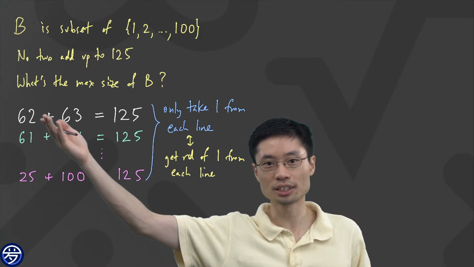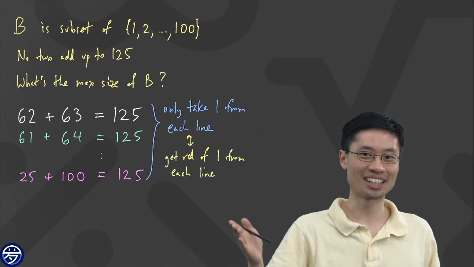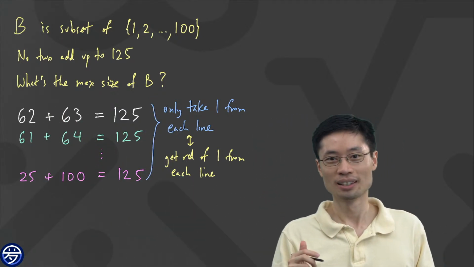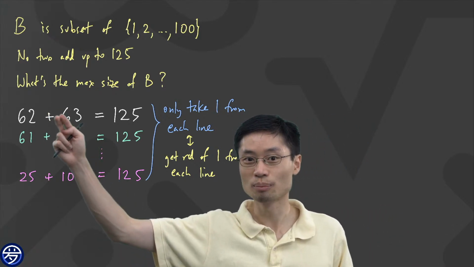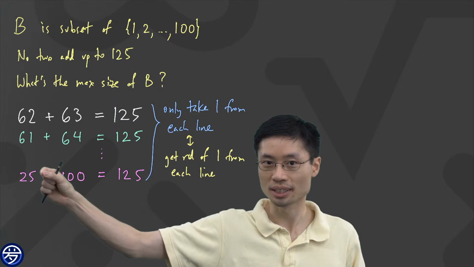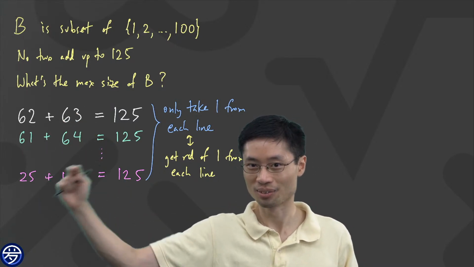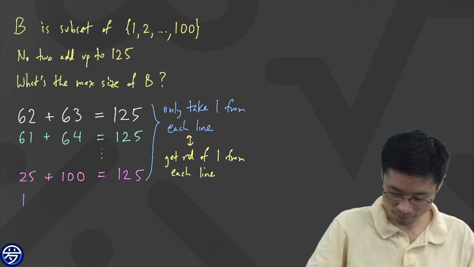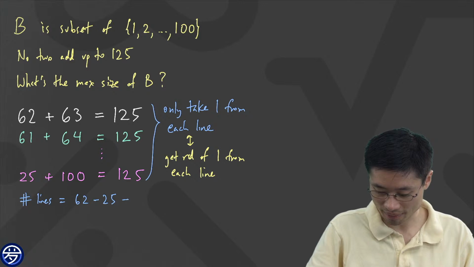Well, if I have 62 here and 25 there, I should just do 62 minus 25, right? Is that right? Is that the number of lines? Just 62 minus 25? No, you have to be careful of the endpoints. There's a plus 1. 62 minus 25 is like the number of hops I take, but the number of hops I take is one less than the number of rows that there are. So the number of lines is equal to 62 minus 25 and then plus a 1.